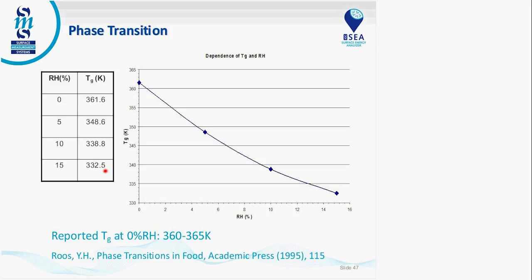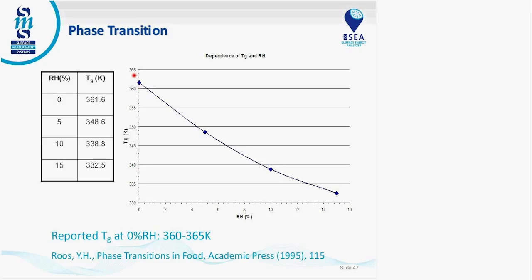Again, DSC is much better for just looking at bulk Tgs. But here we can look at things as a function of RH to see how water can act as a plasticizer and sometimes an anti-plasticizer. Here we're looking at maltose. We can see at 0% RH we get 360, whereas the literature value, again, is 360.